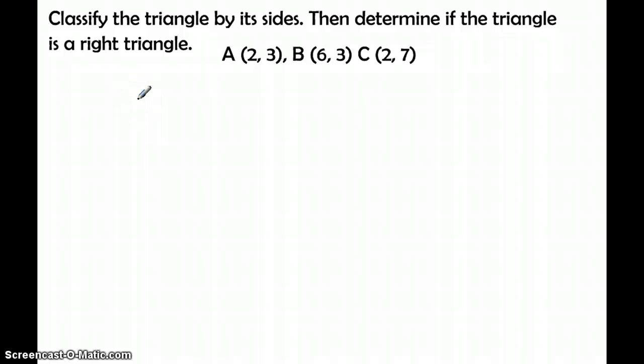Here's an example. Classify the triangle by its sides. Then determine if the triangle is a right triangle. So the first thing we need to do is classify the triangle by its sides. And I have three vertices, A, B, and C. I don't know what that looks like, so I'm going to quickly just make a sketch of these.